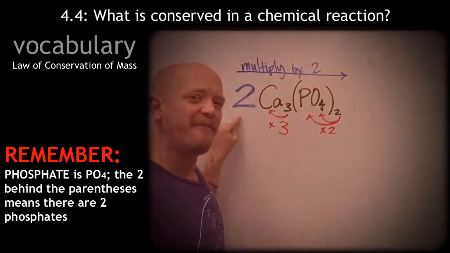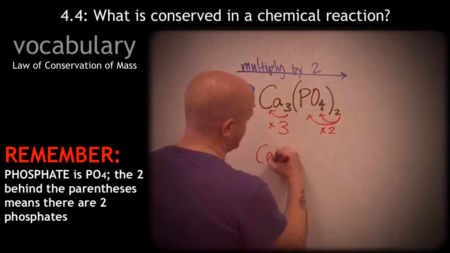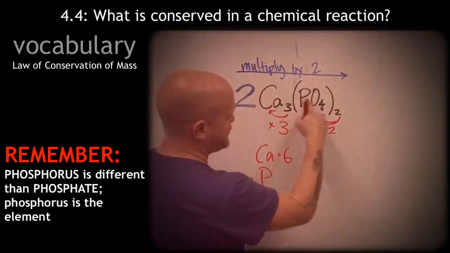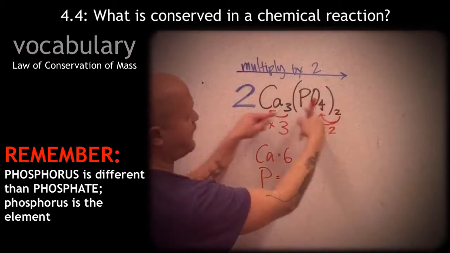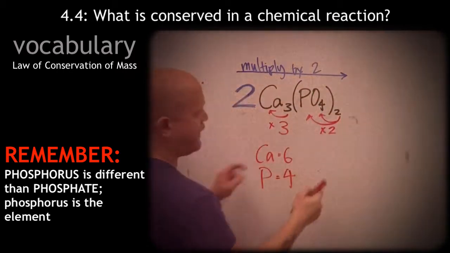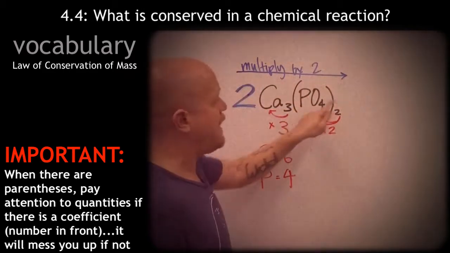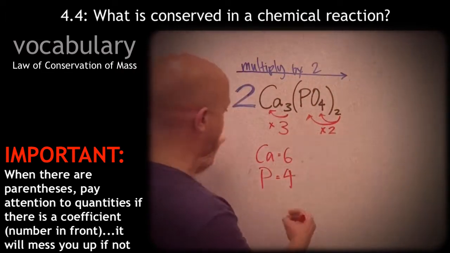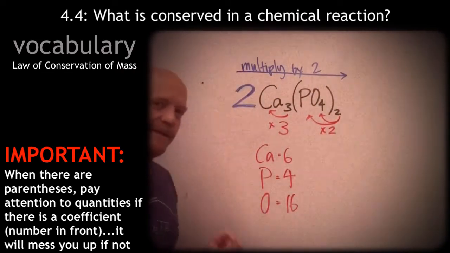But we're going to multiply everything by 2. So I'm going to have calcium, there's going to be 6, phosphorus, there's going to be 2, but we have another 2, so there's going to be 4. And oxygen, so there's 4 oxygens normally, but then you multiply it by 2, there's 8. But then we also have this 2 in front, so the oxygen is actually going to be 16.